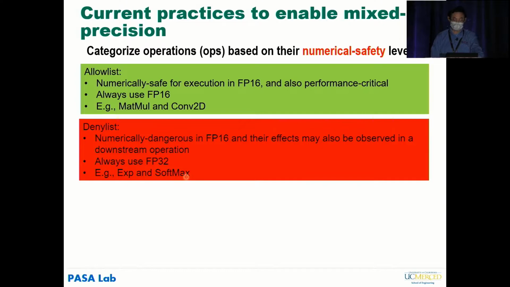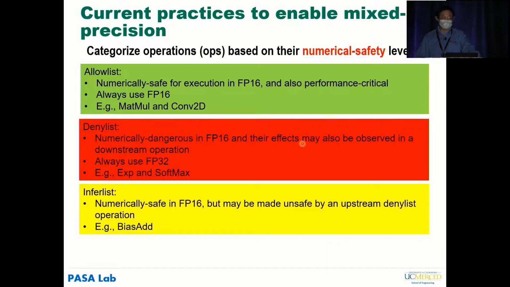The third category is called the infer list. What does this mean? In this list, the operators are numerically safe, which means you don't lose accuracy if you use FP16. But you still have to be careful. You need to check if there are any upstream operators coming from the deny list. If that's the case, the accuracy loss can propagate to these operators, and then you have accuracy loss. An example of this category is bias add.